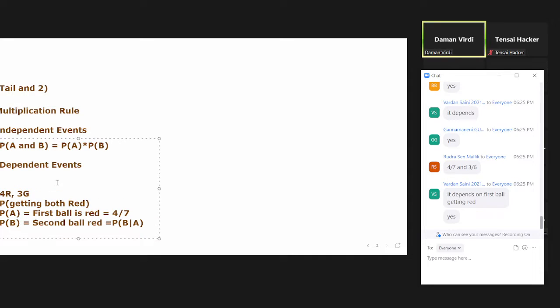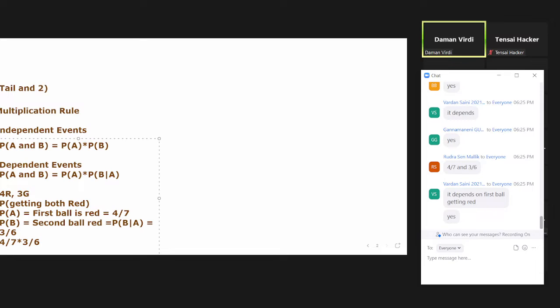So for dependent events, how we are going to calculate P of A and B is P of A into P of B given A. Here, that is 3 by 6. So the probability of both balls red becomes 4 by 7 into 3 by 6.